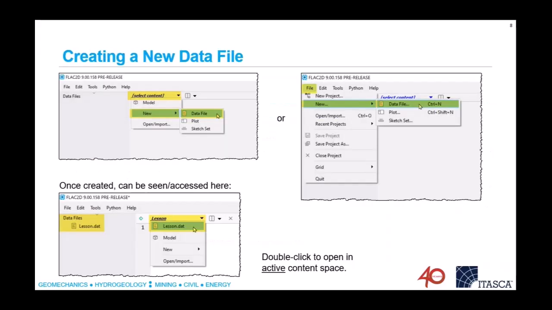When you're creating a new data file, there are two places to go from. You can either go to the select content dropdown, new data file, add plots, etc. Or you can go under file, new, and data file, or Control N if you prefer keyboard shortcuts. Once you've created a data file, it'll appear here in the left-hand column amongst other data files or save files or geometry files, and you just have to double click them to open them. You can also find them through the drop-down, and if you double click there, it'll load it. Note that it'll load it in the active space.